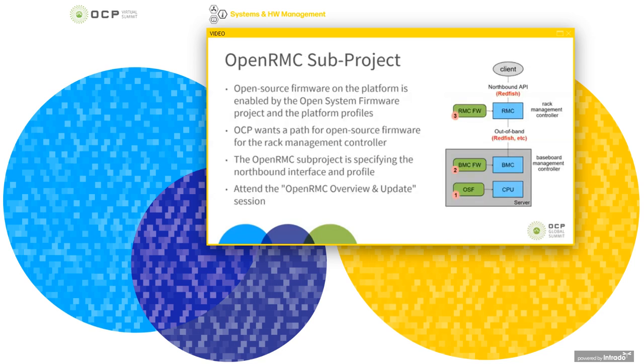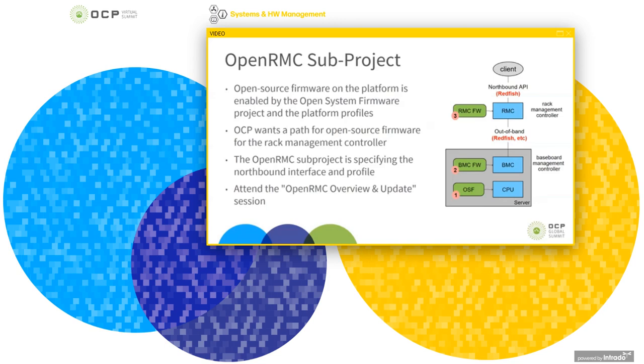One of the sub-projects which has been actively publishing specs, including profiles and design guidelines, is OpenRMC. If you look at the slide on the right, within the box you have your baseboard management controller, and your firmware, which is your system level firmware running on the host CPUs. And then you have the rack management controller, which is running its own firmware that is managing all the systems across or within the rack.